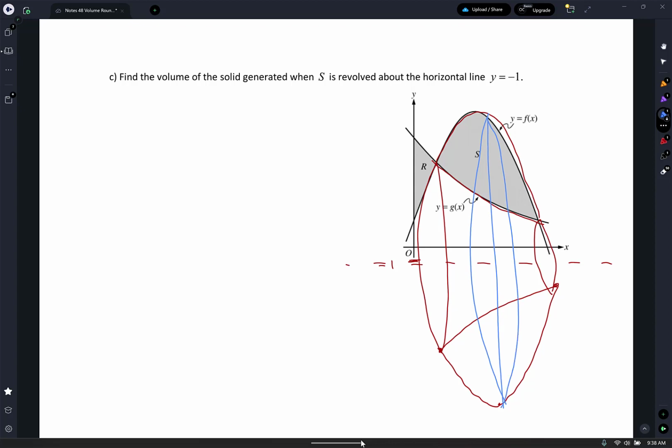Be careful. These are washers. See the hole? The gap? Do you see it or not? So it's big R minus the little r. The shaded region is the solid part. All this is a hole. Big R minus the little r. You see it? Because this is solid.